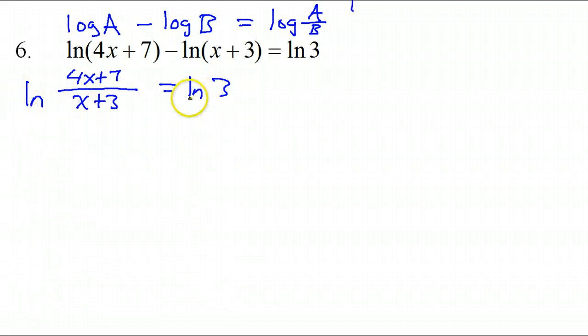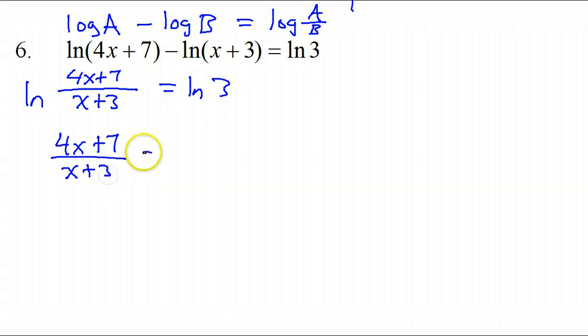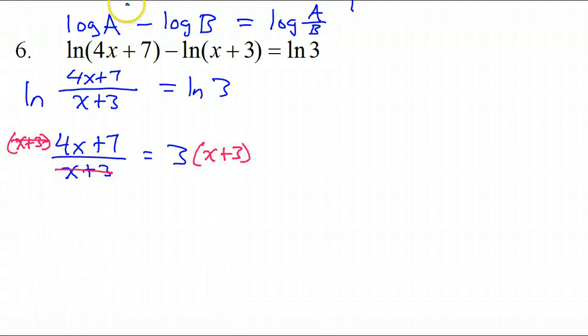Alright, we have natural log on both sides, so we can drop those out, and then we have 4x plus 7 over x plus 3 is equal to 3. So, to solve this, let's multiply by the denominator. So if we multiply both sides by x plus 3, then the x plus 3's will cancel out.